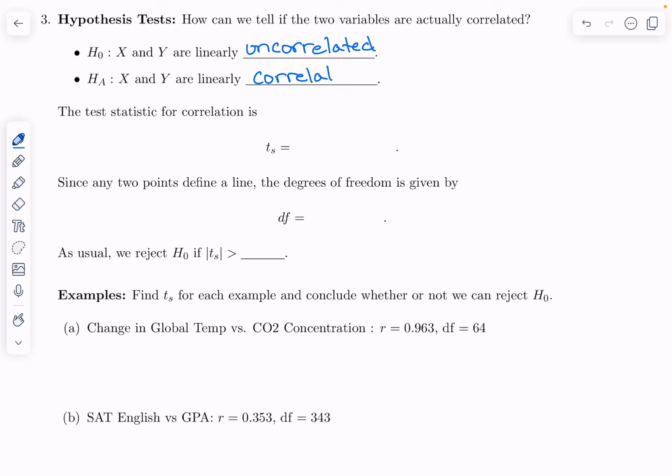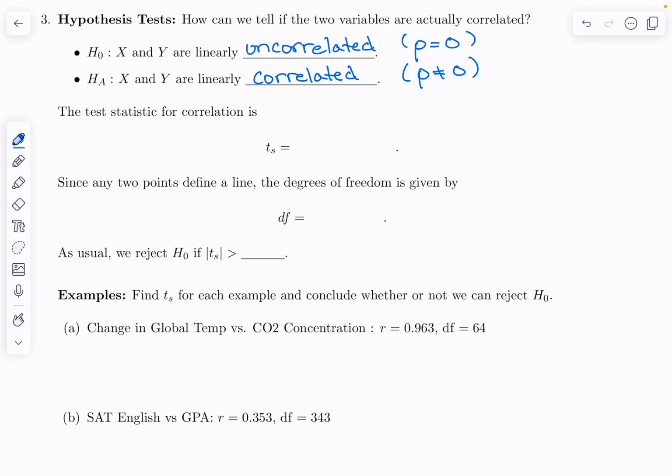And we're going to stick with the non-directional hypotheses here. Okay, so if x and y are linearly uncorrelated, then that's where rho is 0. And if x and y are linearly correlated, that's where rho is not equal to 0. So in this case, we won't consider alternatives where rho is positive and rho is negative. We'll stick with the non-directional test.